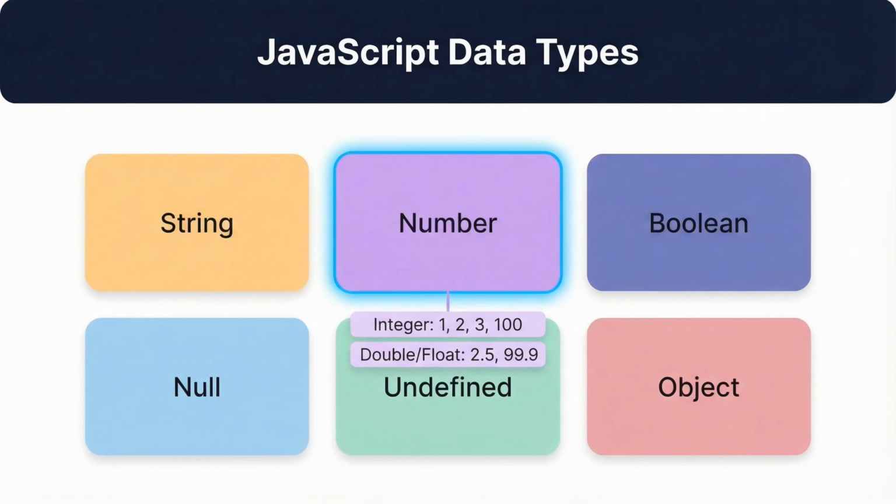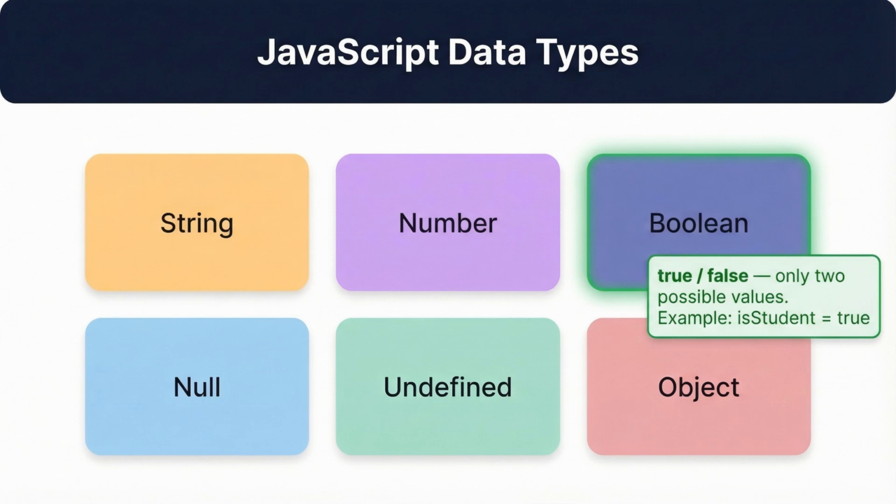Next is the number type. In JavaScript, numbers cover both integers, whole numbers like 1, 2, or 100, and decimals, sometimes called doubles or floats, like 2.5 or 99.9. So if you're storing someone's age, that's an integer. If you're storing a price, like $4.99, that's a decimal number. Both fall under the number type in JavaScript.